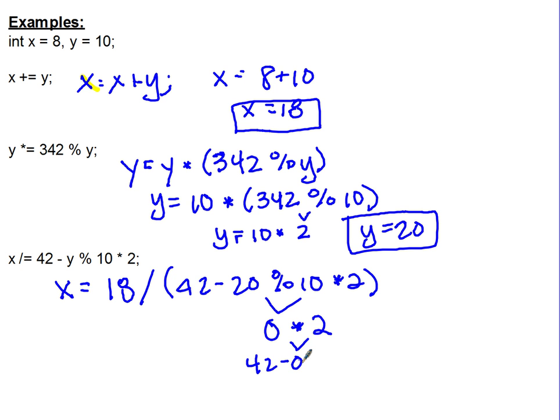So I have 42 minus 0 inside of the parentheses there, which gives me 42. And then I'm taking 18 divided by 42. That's what I'm going to store in x. So x equals 0. Remember, whole number, I will not have any decimals in my answer. So those are some basic examples going through with compound assignment operators.